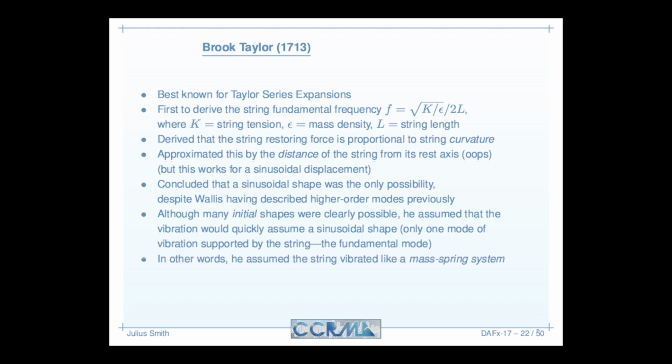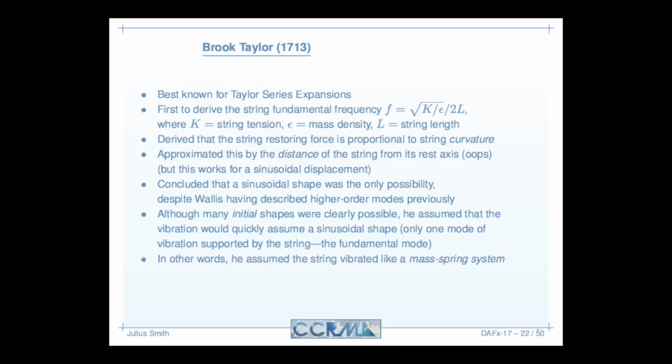He approximated this by the distance of the string from its rest axis, being proportional to that. The reason was he just assumed it was a sinusoid. He concluded that the sinusoidal shape was the only thing. You watch it, you see what it does, and you see that it just vibrates like a mass-spring thing. There's just this one mode, and after a very short time, it's very sinusoidal. So clearly, there's just one mode of vibration there, and it's a sinusoidal mode. And you make that assumption, and then you start making approximations based on that assumption, and next thing you know, you're down the wrong path.